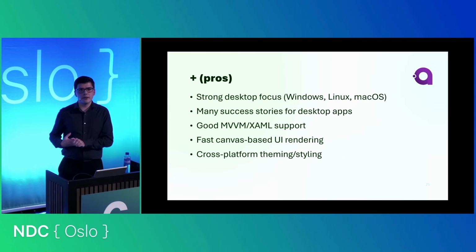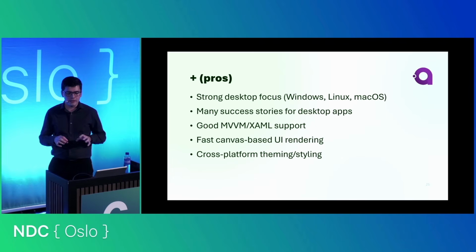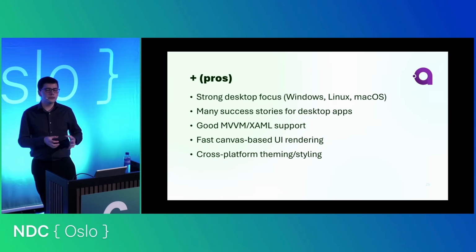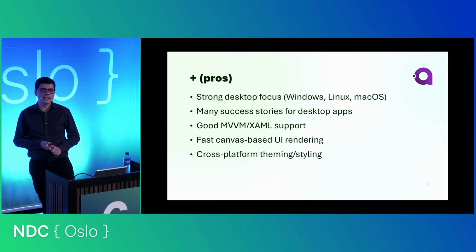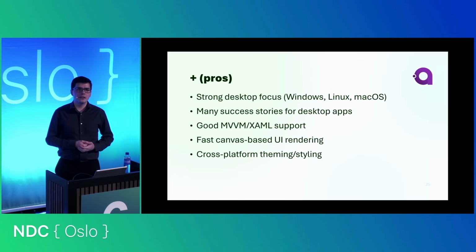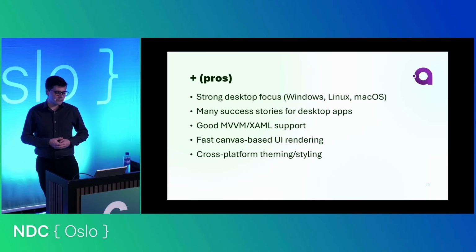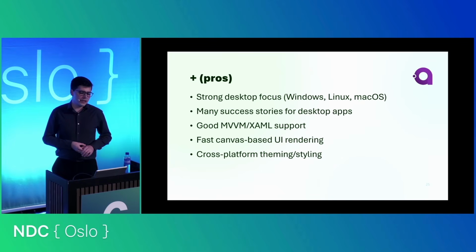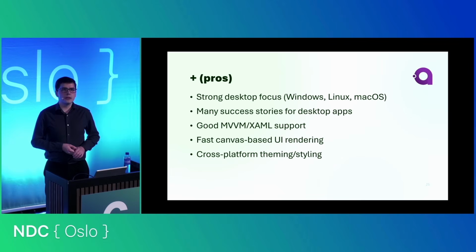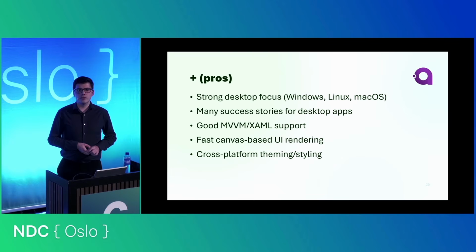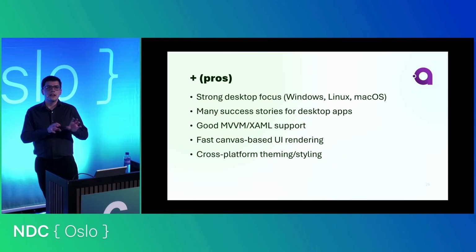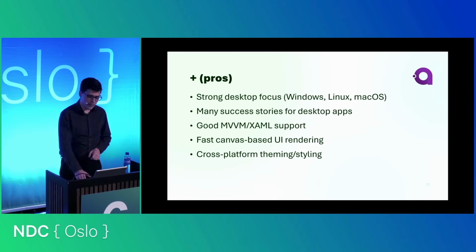So for Windows, Linux, and macOS, I believe that there is a very huge focus on those platforms because from my experience and from the case studies, you'll be able to see that most of the apps which are written on Avalonia are written for desktop platforms. As I just mentioned, there are many success stories for desktop apps. They have very good MVVM and XAML support and fast canvas-based UI rendering, and some cross-platform theming and styling options as well as Uno, so you don't have to use the custom renderers from MAUI on Avalonia as well.